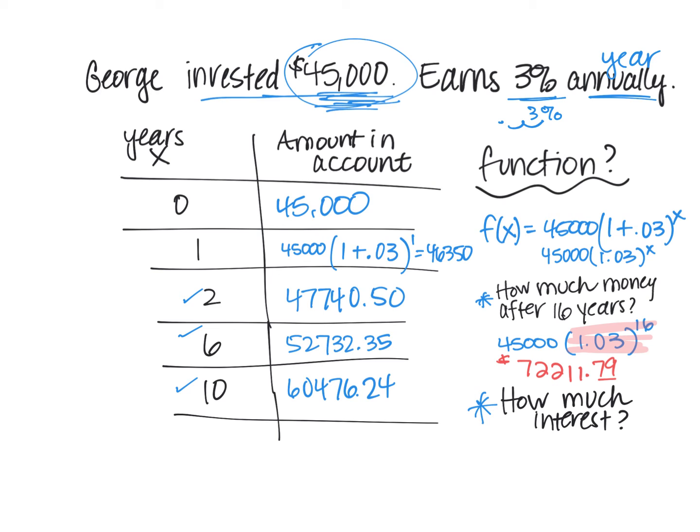So if I want to know just how much interest he made, because he didn't invest any more money, he only put that $45,000 in, I could take the new amount that he had and subtract that 45,000 because that's what he started with. That will give me how much interest he made. If I subtract that, it looks like I end up with $27,211.79, if I did that correctly. So he made $27,000 in interest, which is crazy. That is why people definitely invest money, so you can make more money. If you have any questions on that, please let me know.